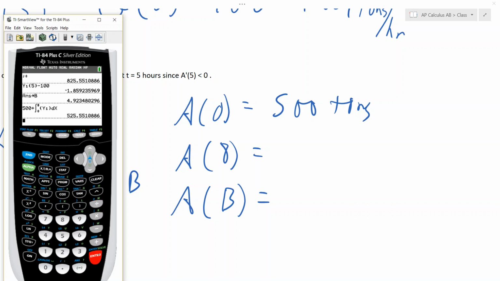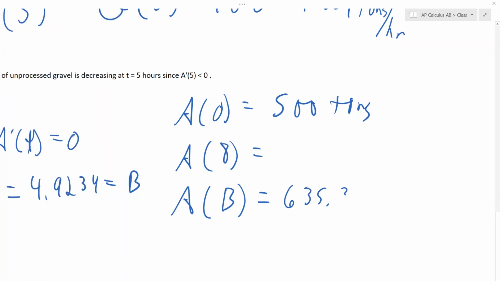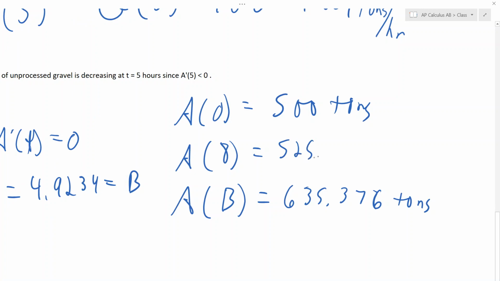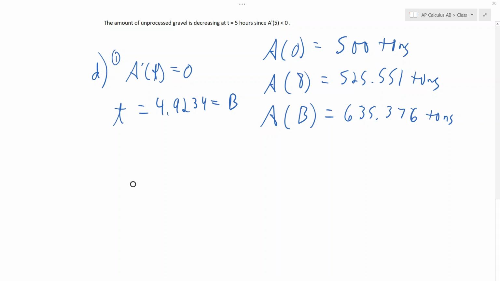I put the minus 100 on my y1. If y1 was just g, then I put a minus 100 in that integral as well. Then we're going to do the same thing, except I'm going to integrate to b. We're expecting it to be bigger, and we get 635.376 tons. And what was 8? That's right here, 525.551 tons.